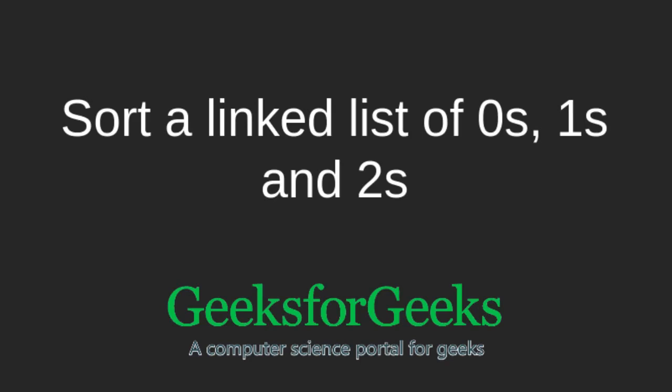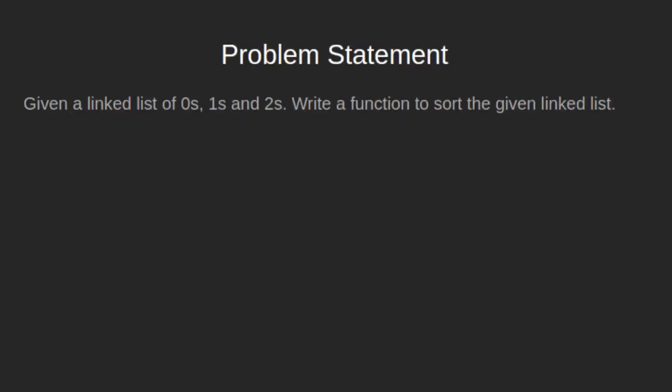In this video, we will learn how to sort the linked list of zeros, ones and twos. So, the problem statement says we have been given a linked list of zeros, ones and twos. We have to write a function to sort the given linked list.